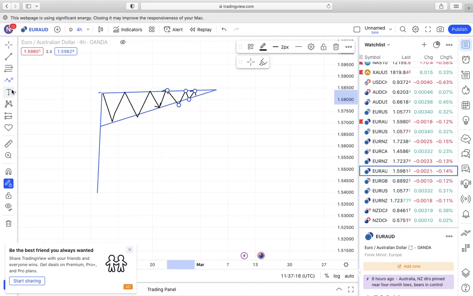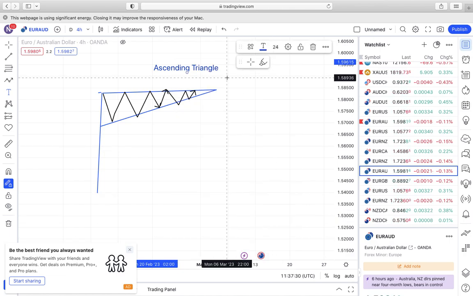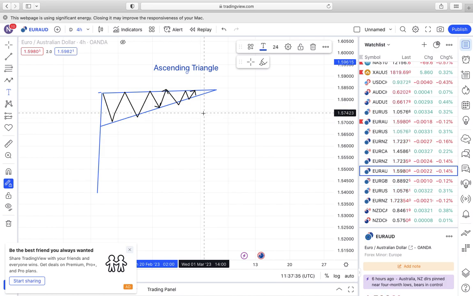Now, what we are talking about is the ascending triangle, guys. Now, this is how to trade it, because we are not going to learn very many theories. You know very well I don't love theory. I love going direct to the point.